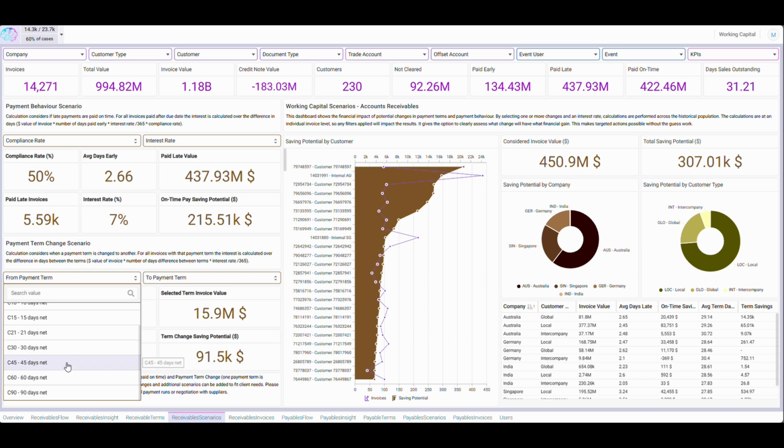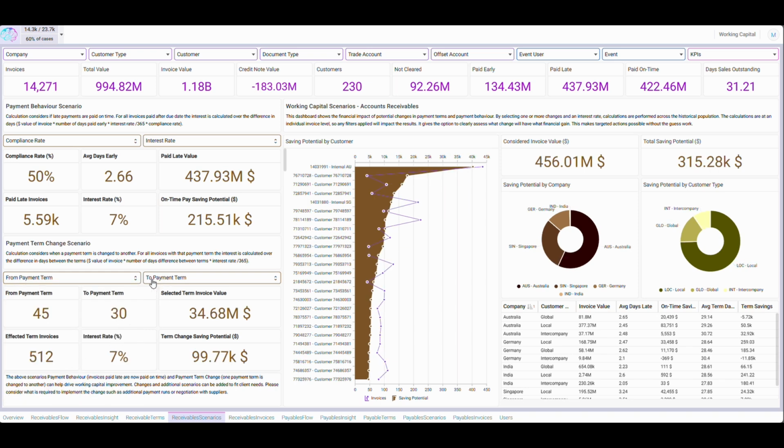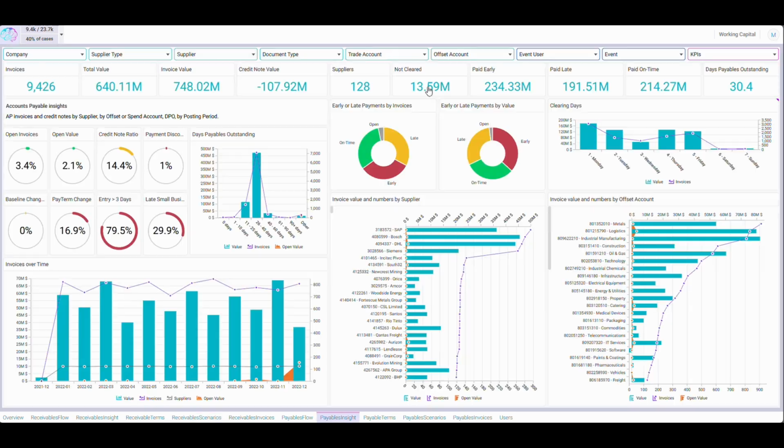We can also assess what the impact is of changing a payment term. Changing all customers on a 45-day term to a 30-day term would deliver a $100,000 saving. Now, this might not always be easy to implement, but you have clear visibility of the benefit to be gained. Also, on the AP side, there are similar scenarios to consider. And while this demo doesn't have inventory, holding costs and days inventory outstanding analyses can be added.